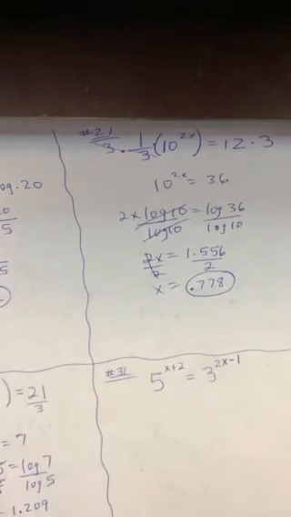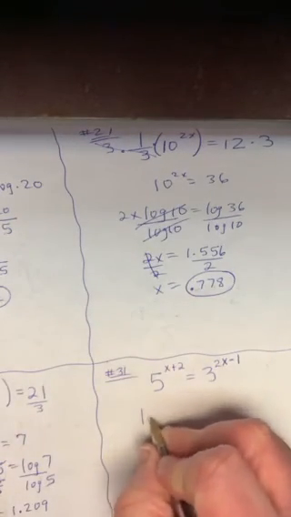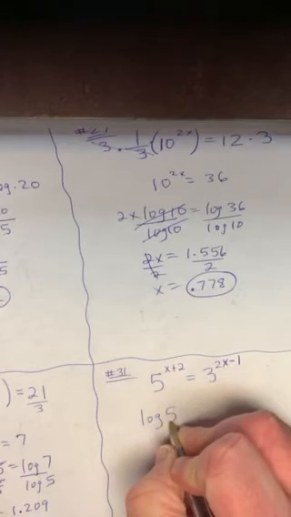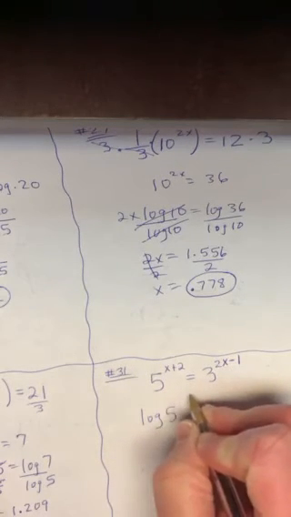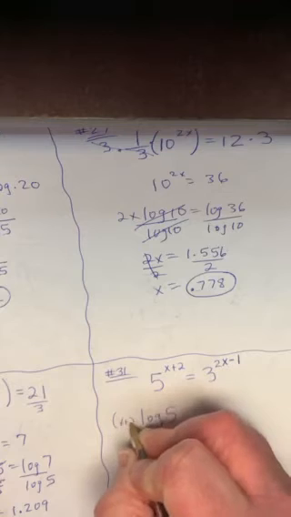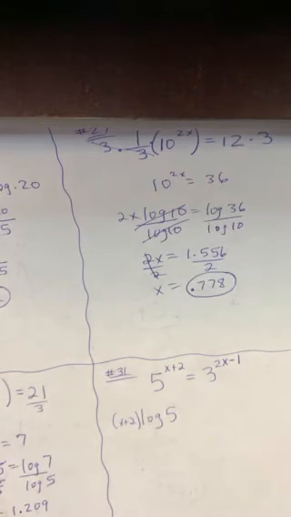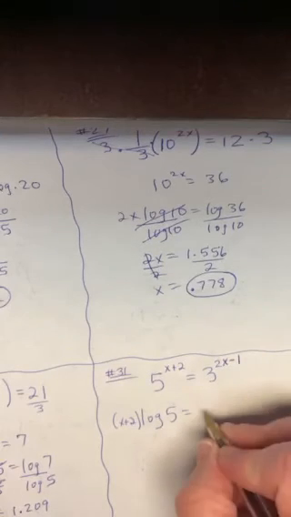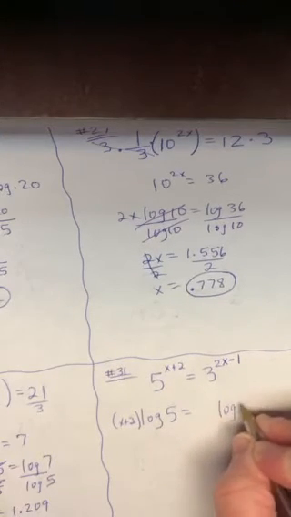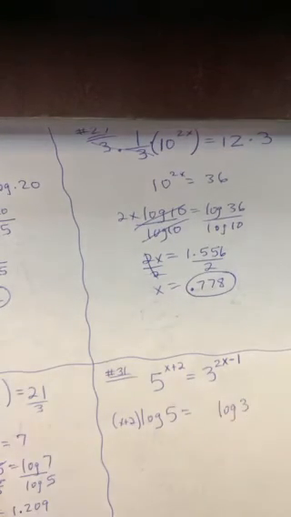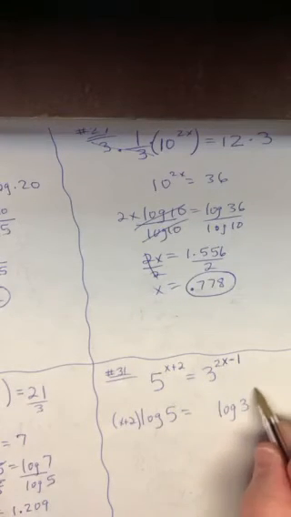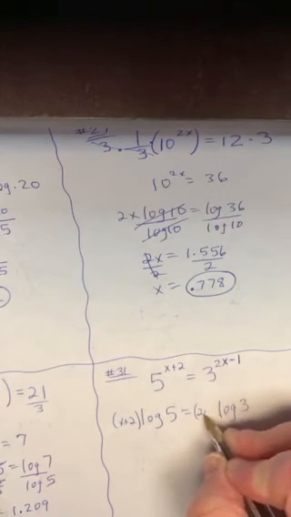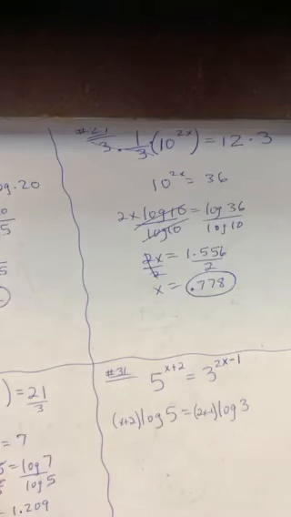Logging both sides. So I'm going to put the log of 5 to the x plus 2, that I'll move again out in front with a parenthesis, equals, and then I log that side. I'd have the log of 3 raised to the what? 2x minus 1 power, that would get placed outside.